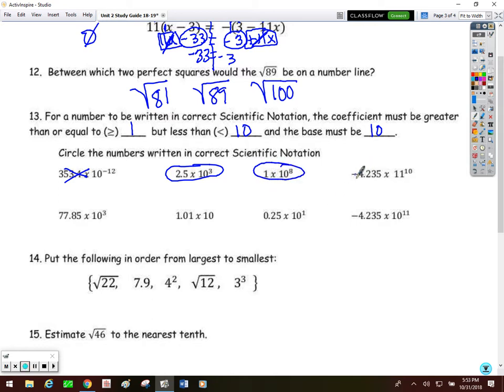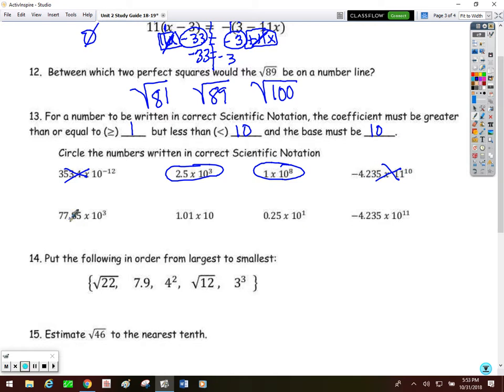Now, a lot of you are still kind of confused just a little bit about this one. Remember, just because this is a negative number, you're saying, well, that's smaller than 1. Yes, but remember, we're looking at the actual number, not the sign, when we're trying to determine if it's a correct scientific notation. There's only one number to the left, but look right here. The base is 11. Okay, that one's not in correct scientific notation. Even though the coefficient was right, the base was wrong.